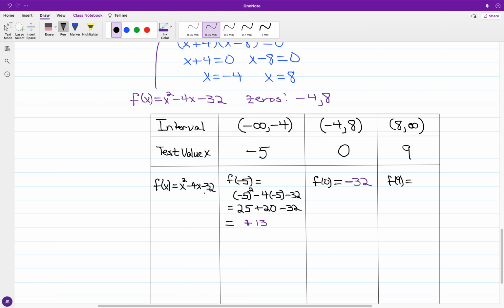And we have f of 9. So it's kind of working through this. You have 9 squared minus 4 times 9, and we have minus 32. 9 squared is going to be 81. Then 4 times 9, you have subtraction of 36, and we have minus 32. Once again, 45 minus 32, and so that is going to come out to positive 13 as well.